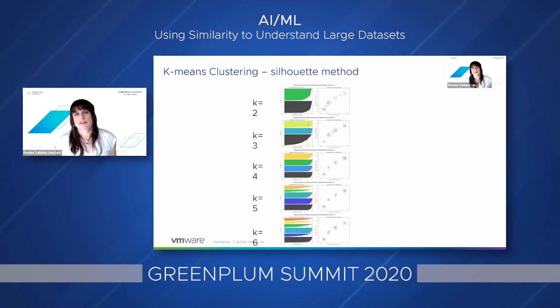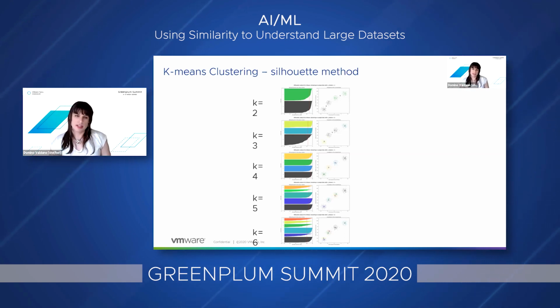So one is called the silhouette method, and it's basically looking at the average distance between the points and their center, compared to the distance between those same points and the next closest center. So if you minimize that, that tends to work well.